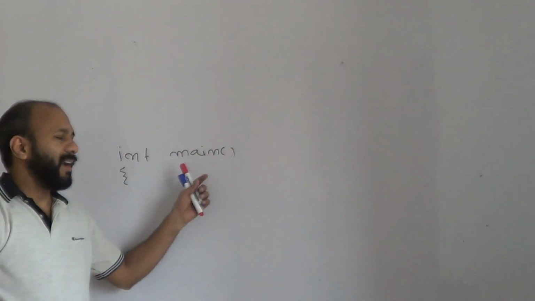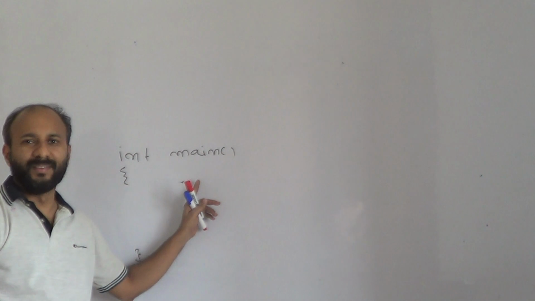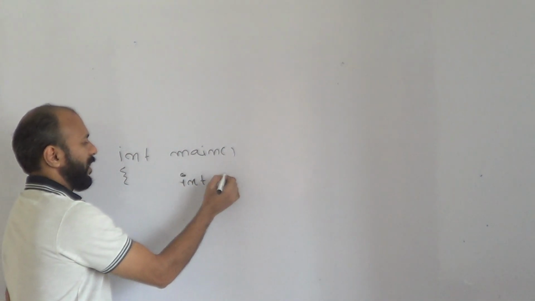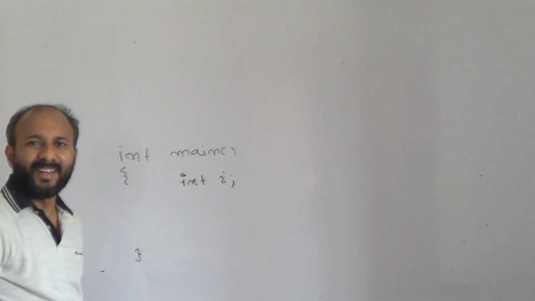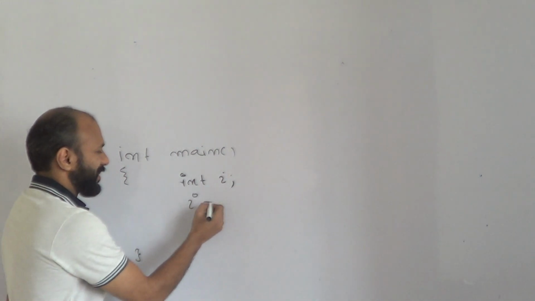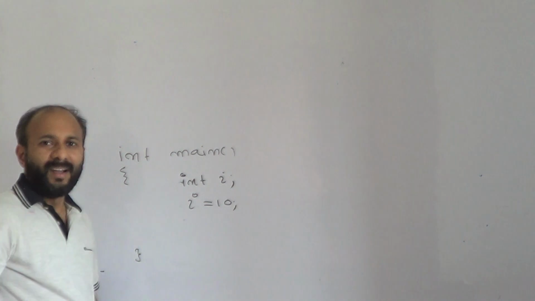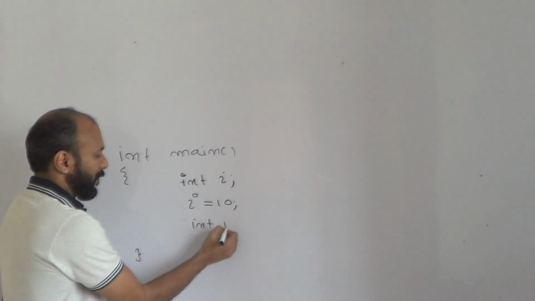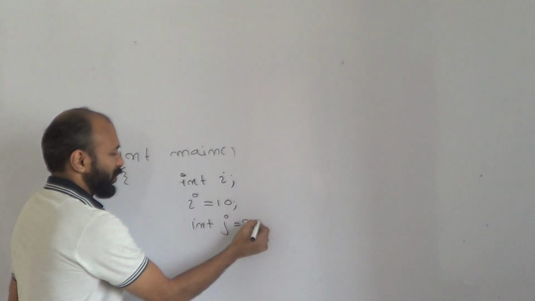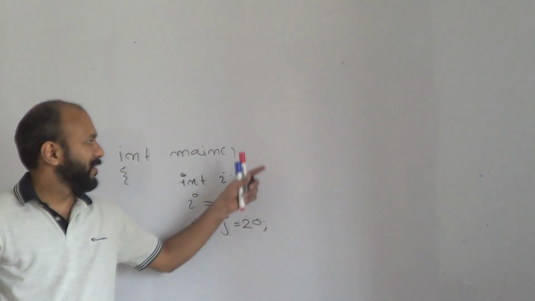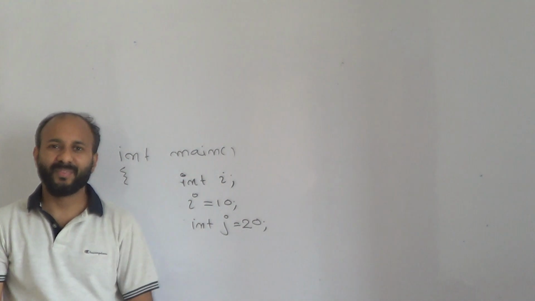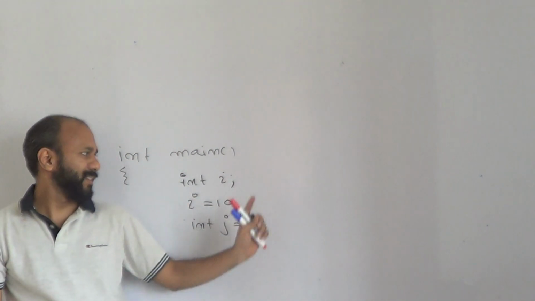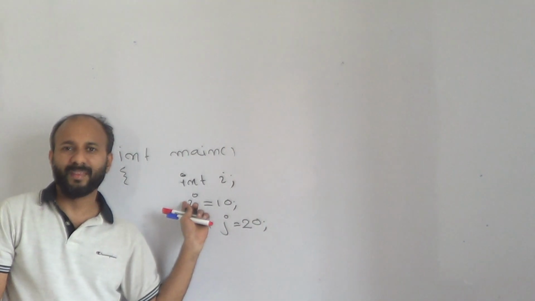Now, I have a small program. There is a main. Inside main, I am writing int i. Next line I am writing i equal to 10. I have one more line for this program: int j equal to 20. This is my program, a very small program. I am going to write the equivalent assembly program for this small program.